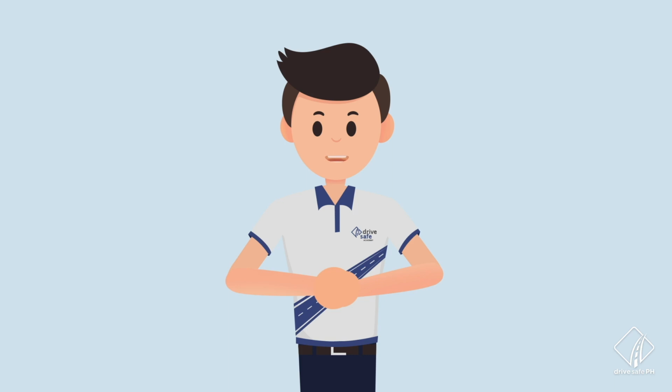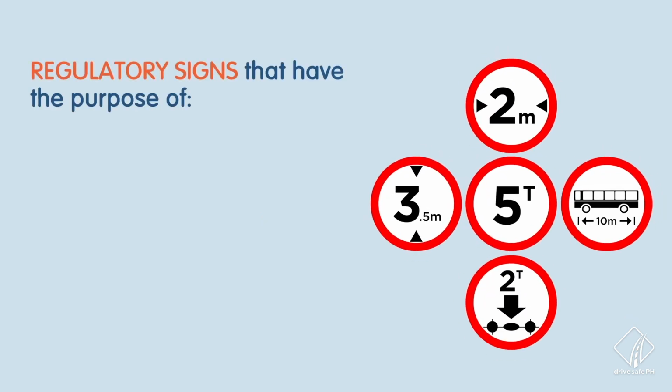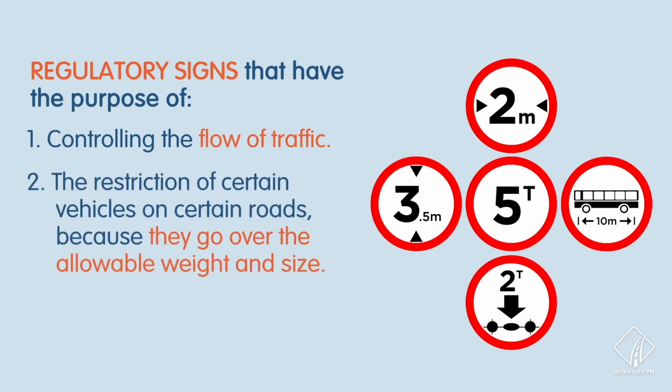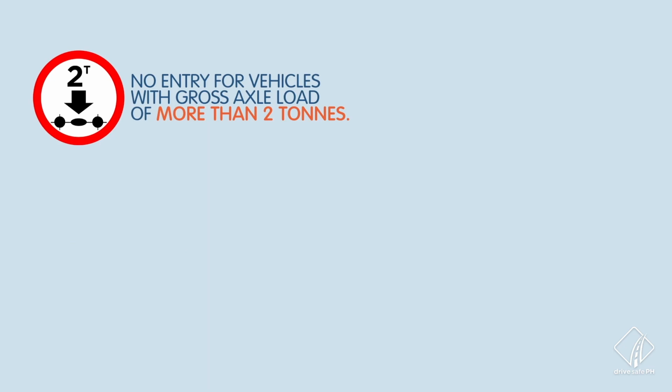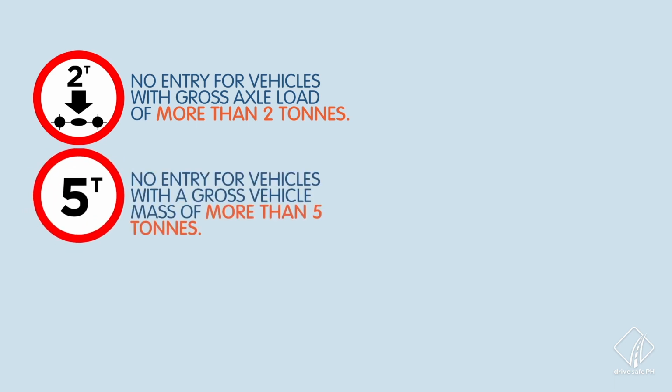Student drivers, did you know that there are regulatory signs that have the purpose of one, controlling the flow of traffic, and two, the restriction for certain vehicles on certain roads because they go over the allowable weight and size. This sign means no entry for vehicles with gross axle load of more than 2 tons. No entry for vehicles with a gross vehicle mass of more than 5 tons.